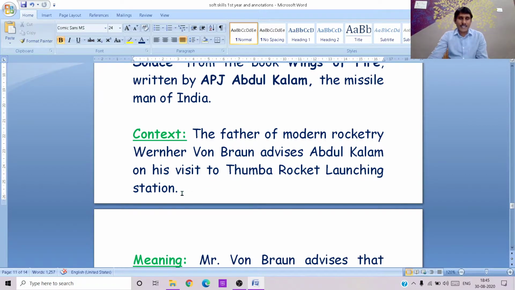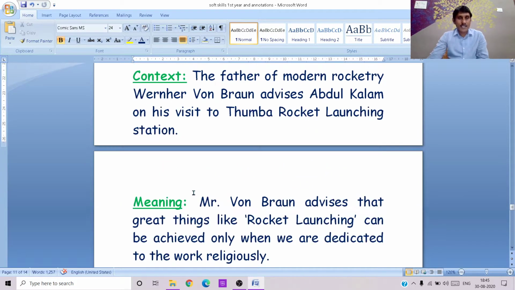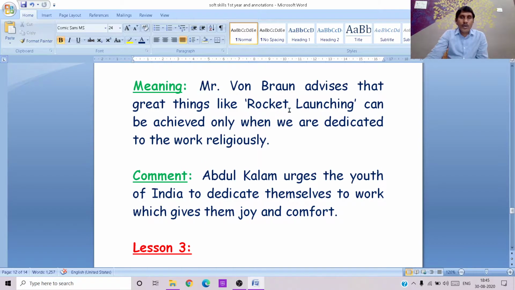But here you write only one sentence. What is that? The father of modern rocketry, Werner von Braun from USA, advises Abdul Kalam on his visit to Thumba rocket launching station in Kerala, like this. Meaning, Mr. von Braun advises that great things like rocket launching can be achieved only when we are dedicated to the work religiously. Your project is humongous. You are on a mission of developing satellites in order to send them into the Earth's orbit.